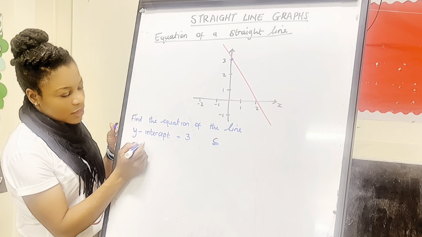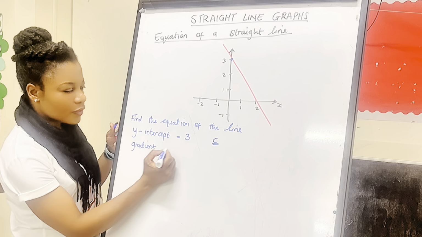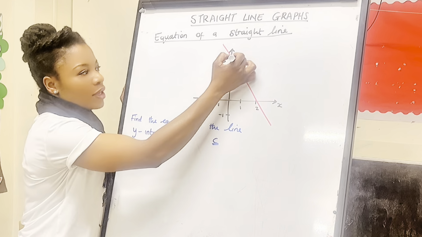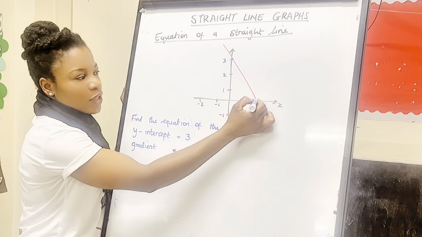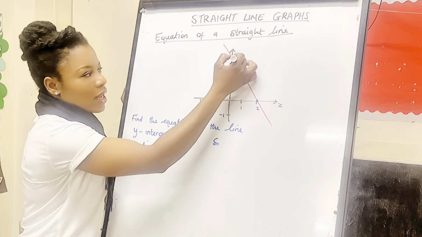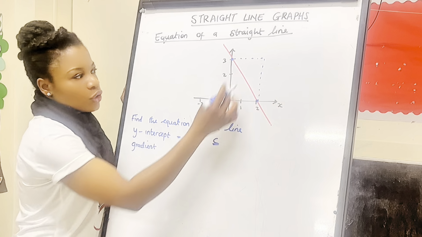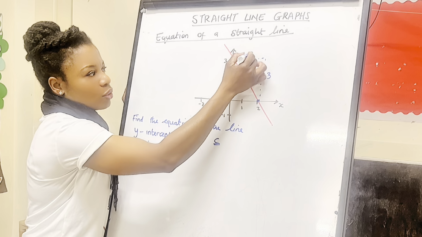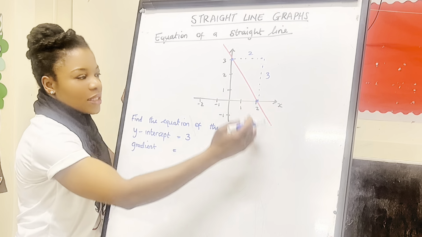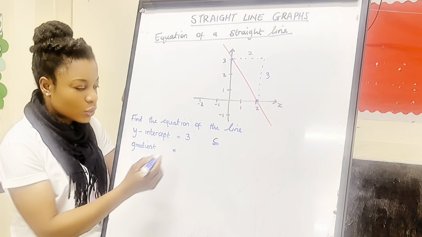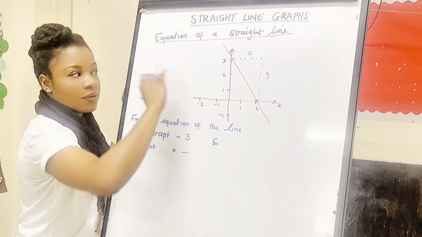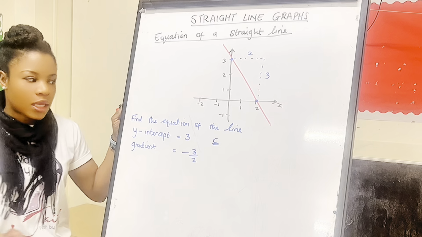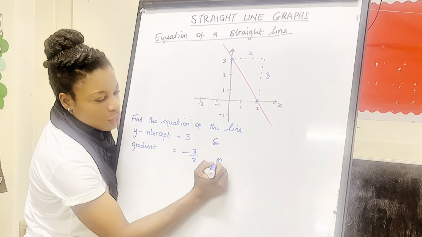Let's work out the gradient, which is what we have been working on so far. We need to pick 2 points that we can easily read. So I'm going to pick that point, and I'm also going to pick this point. And then I'll draw as we've been doing. So the rise is 3 and the run is 2. But because it's going downwards, it's a negative gradient. So it's negative 3 divided by 2. Negative 3 over 2. And this we call m.